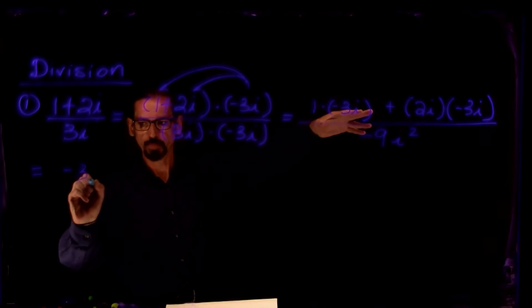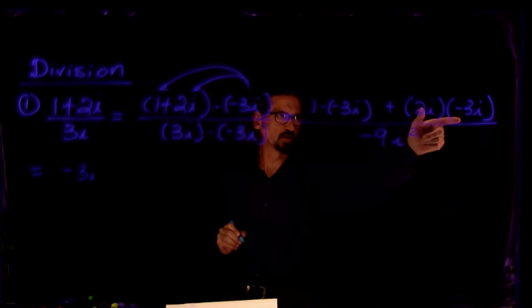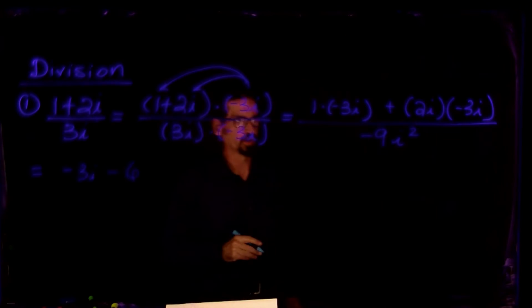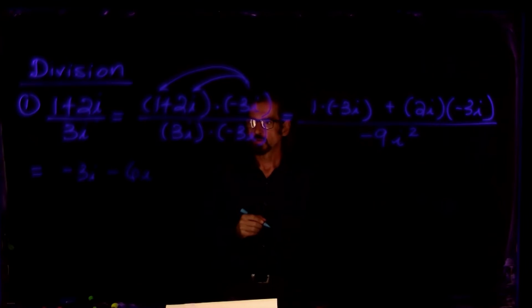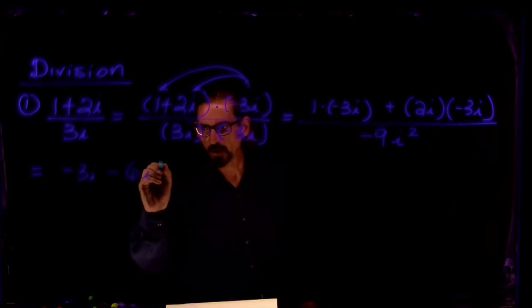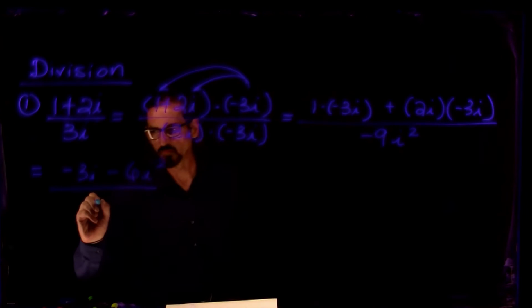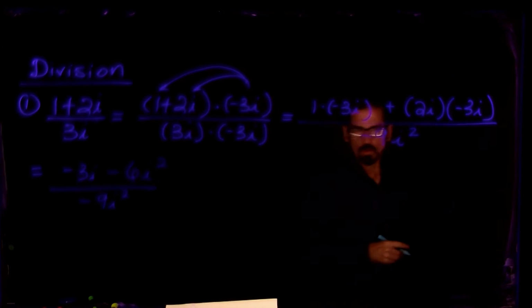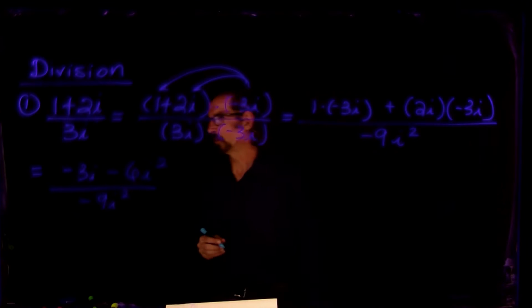So, negative 3i plus 2 times negative 3, that's negative 6i, plus a negative as subtraction. So we've got the numerator, negative 3i minus 6i squared, all over negative 9i squared. Where we have the i squared, put in -1.